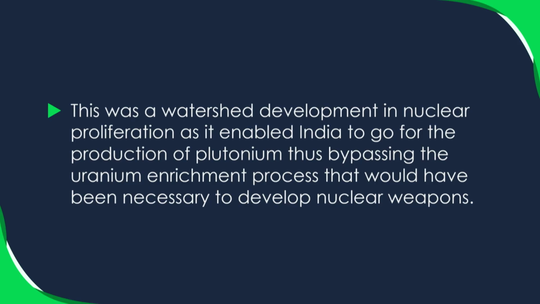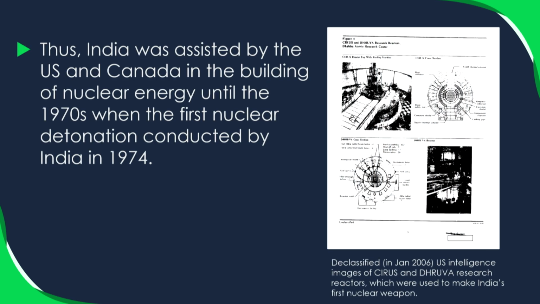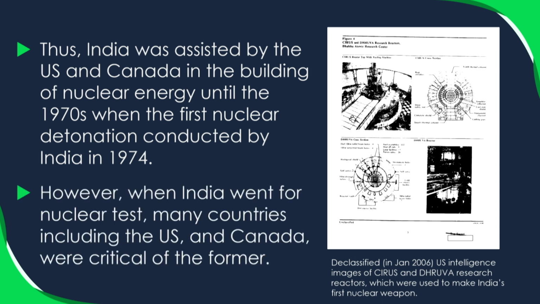This was a watershed development in nuclear proliferation, as it enabled India to go for the production of plutonium, thus bypassing the uranium enrichment process that would have been necessary to develop nuclear weapons. Thus, India was assisted by the United States and Canada in the building of nuclear energy until the 1970s, when the first nuclear detonation was conducted by India in 1974. However, when India went for nuclear tests, many countries, including the United States and Canada, were critical of the former.